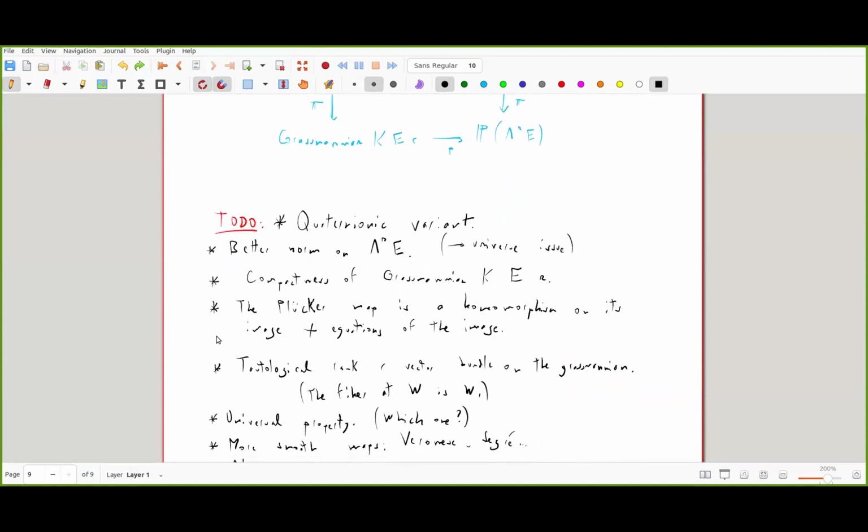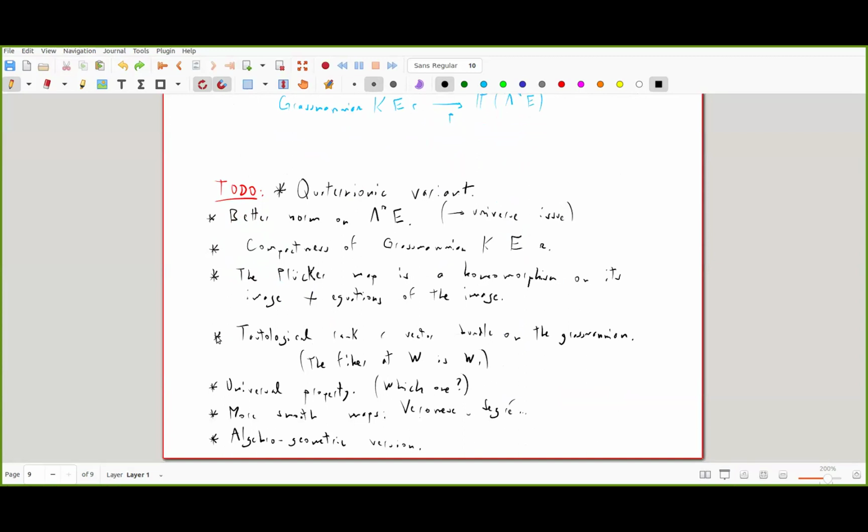So here's the to-do, all the things that I would like to do but haven't done. First, the norm on the exterior power is kind of crappy because you only get the universal property for maps into K itself. I would like it for maps into any non-K vector space. I know how to do that, but there will be problems with universes. The Grassmannian is compact if E is finite dimensional and K is locally compact. It would be nice to prove that.